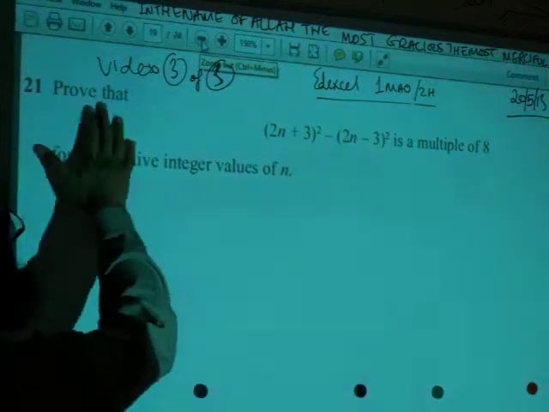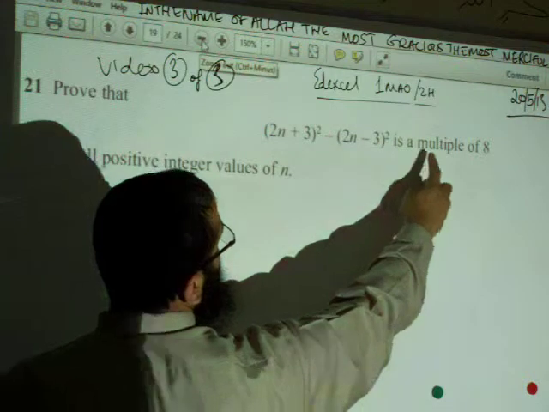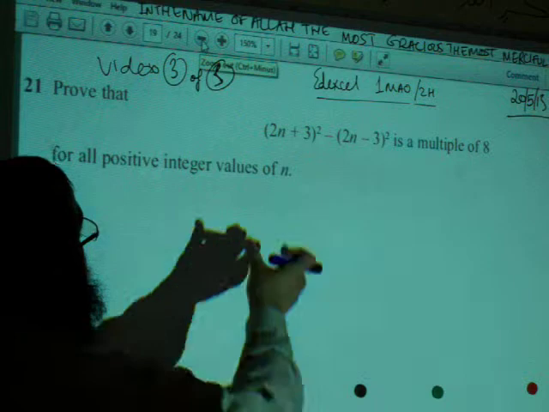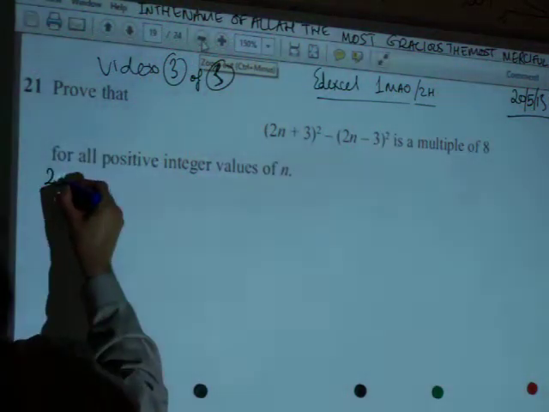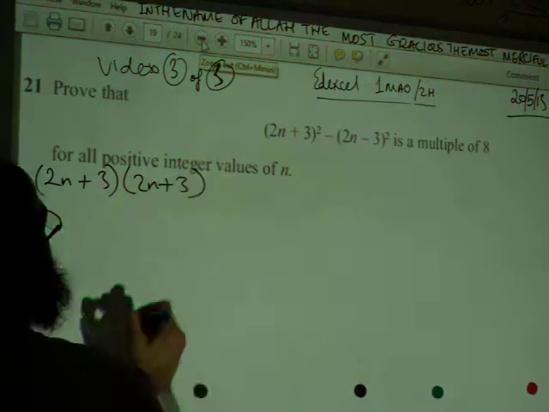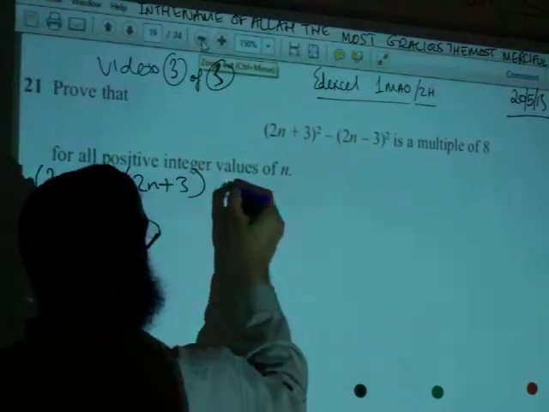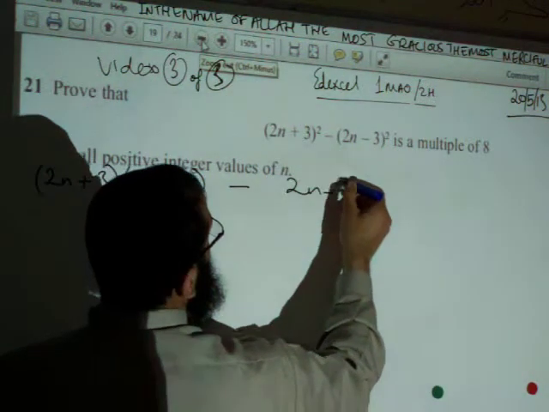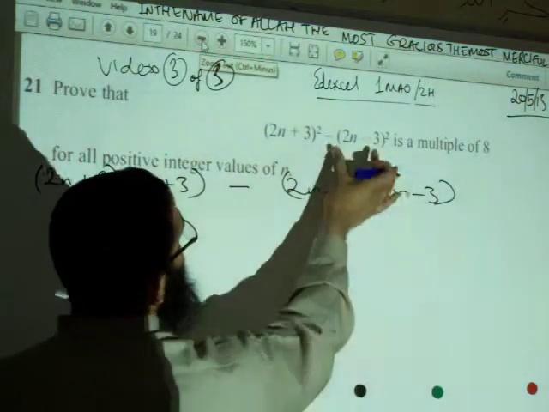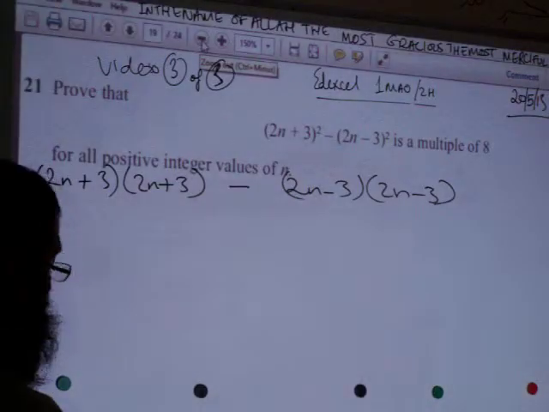Now we need to prove that (2n plus 3) squared minus (2n minus 3) squared is a multiple of 8 for all positive integers of n. Let's first of all expand these brackets. So we have 2n plus 3 multiplied by 2n plus 3. So that squared is this part over here multiplied by itself. And then we've got a minus. And that squared is over here, this part, on itself. Okay, we're going to do this in two different colors.